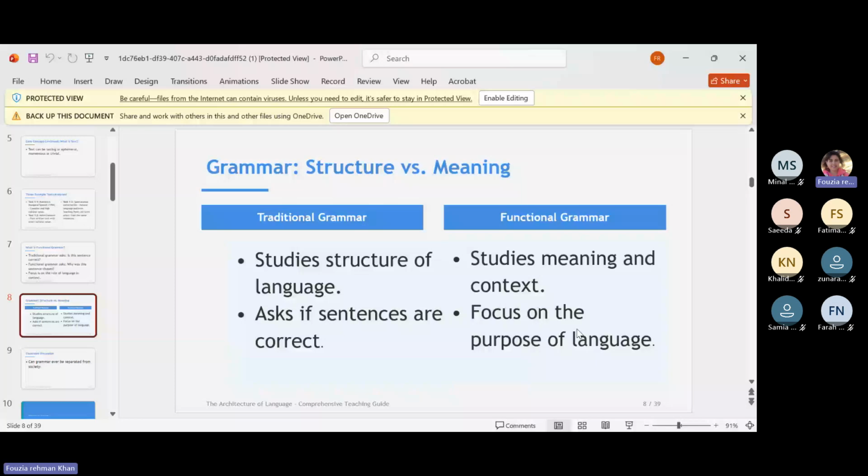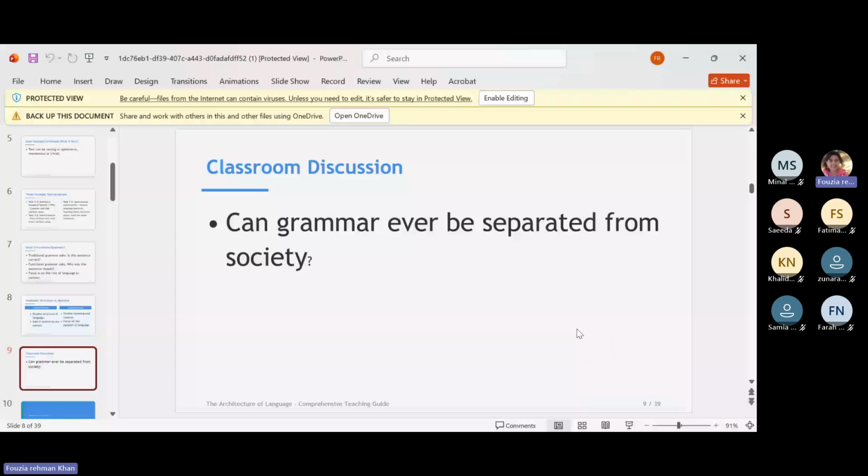Okay, now I'm giving you 3 minutes to look at this question. Can grammar ever be separated from society? By that, we mean that can there be an existence of language being used in a society without grammar? Can language be without grammar? Can grammar ever be separated from a society? What is your take on this? I'm giving you 2 minutes. You can think about it.